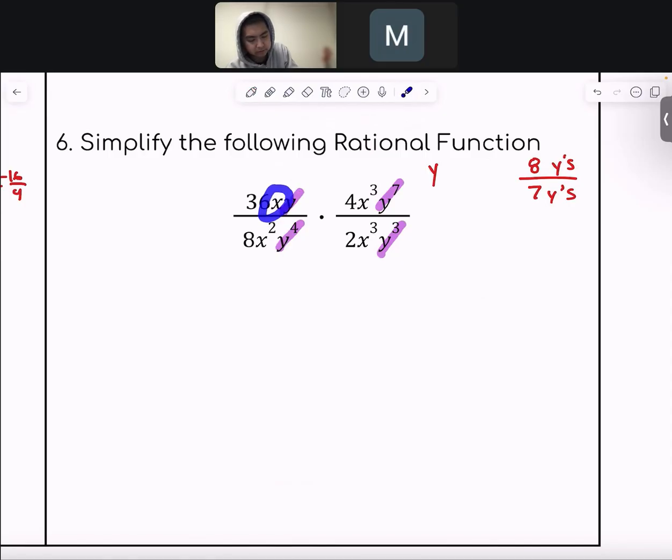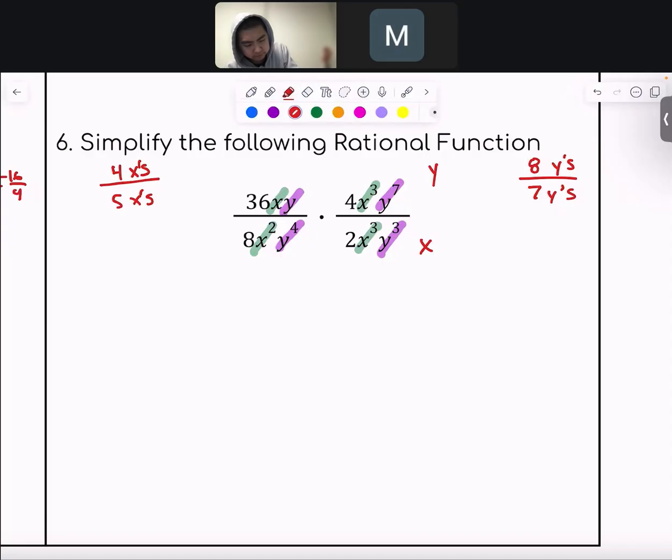Okay, so look at the x's though. For the x's, there are 4 x's up top, and there are 5 x's on the bottom. So if we cancel these away, there's still going to be 1 x on the bottom. So let's cancel those away. It's still going to be 1 x on the bottom. Now we just do the numbers.